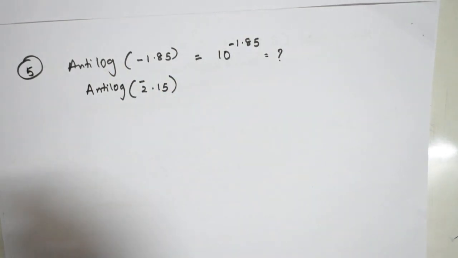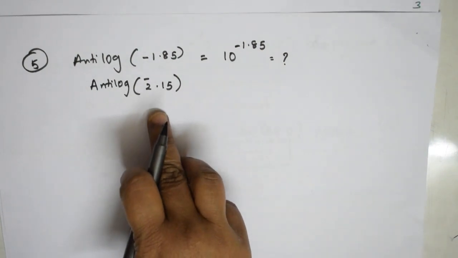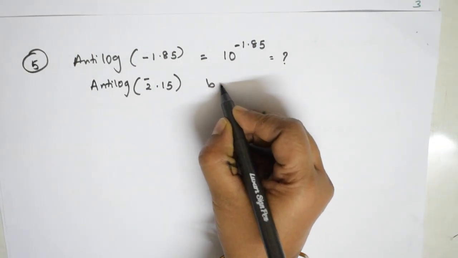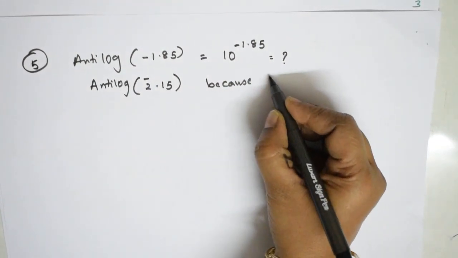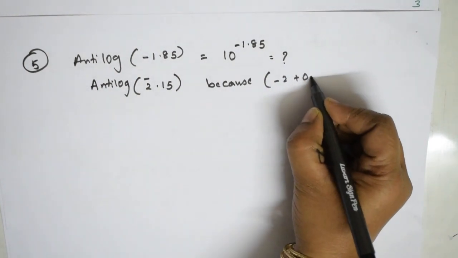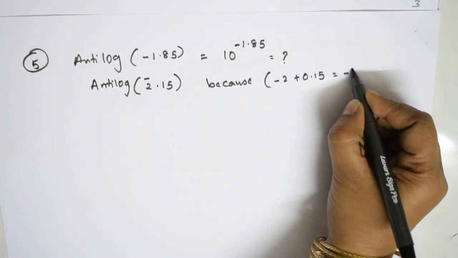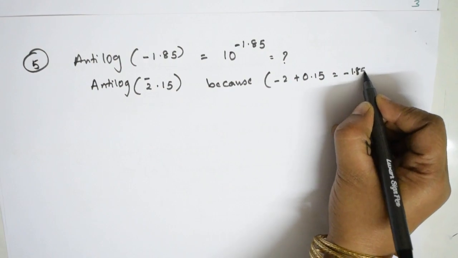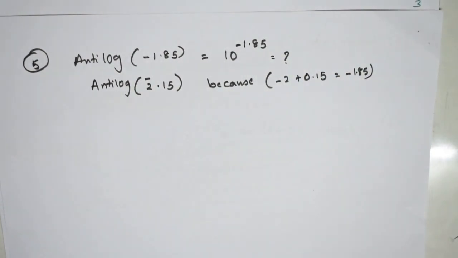I can write it like this, isn't it? Right. Now why have I written it like this? Because minus 2 plus 0.15 is nothing but minus 1.85, correct students? That is the reason I have written it like this.